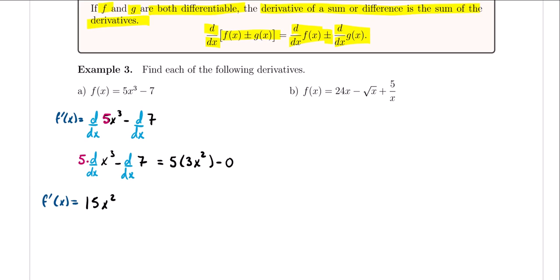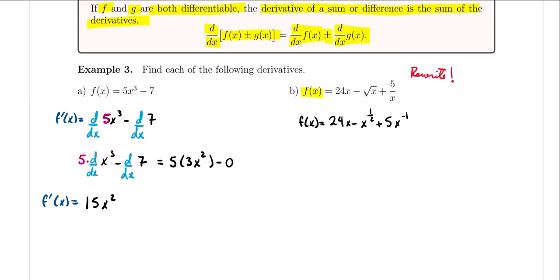Perfect. Now let's take a look at the other function, which is a little bit more complicated. Because for the second function, we have f of x is equal to 24x minus the square root of x plus 5 over x. Now, notice that we are given radicals and rationals in this problem. So the very first thing that I would recommend you guys do is to rewrite it so you avoid the radicals and the rationals. So once we rewrite, we get f of x is equal to 24x minus x to the 1/2 plus 5x to the negative 1. Now we can go ahead and find the derivative.